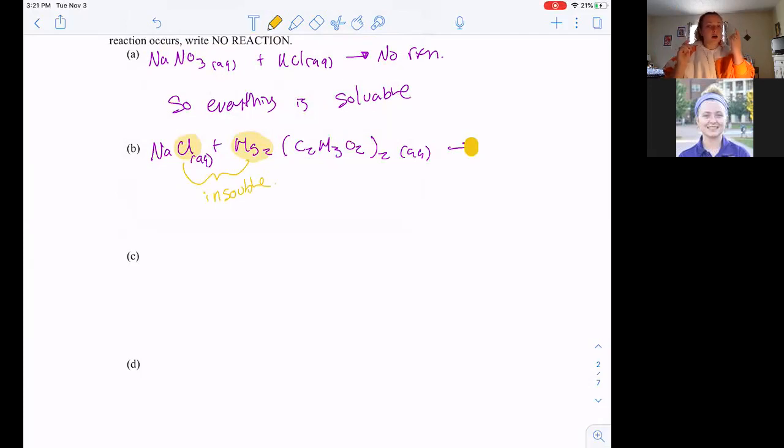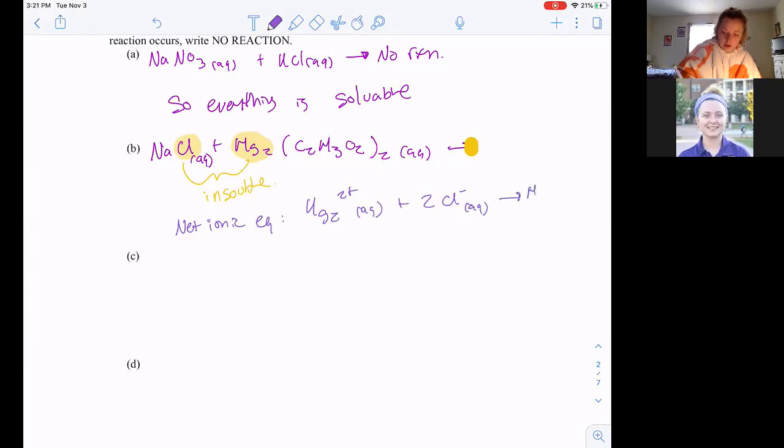Chlorine by itself is normally soluble, but Hg2 2+ is an exception to that rule. So your rules are really important. The net ionic equation is Hg2 2+ aqueous plus 2Cl minus, because you have to balance that, aqueous, going to Hg2Cl2, and it's going to be a solid.